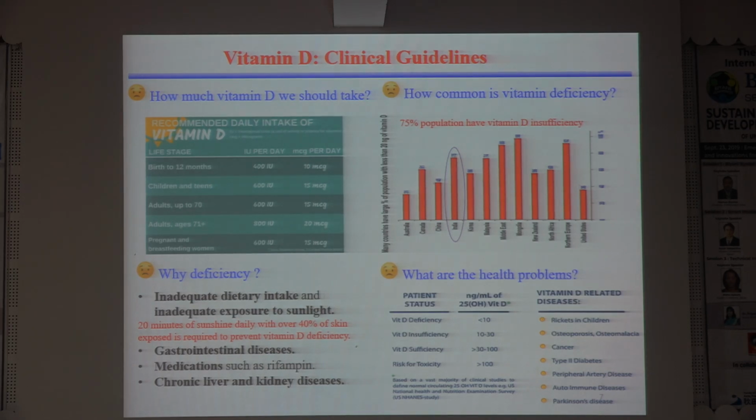Vitamin D deficiency can lead to severe health problems. You may know that rickets and osteoporosis are the common problems caused by vitamin D deficiency. But now vitamin D is also linked with other serious problems such as cancer, diabetes, cardiovascular diseases, and so on.